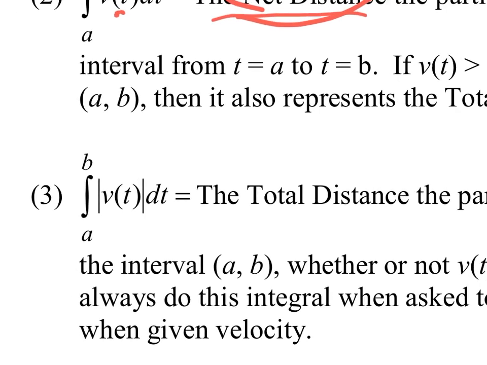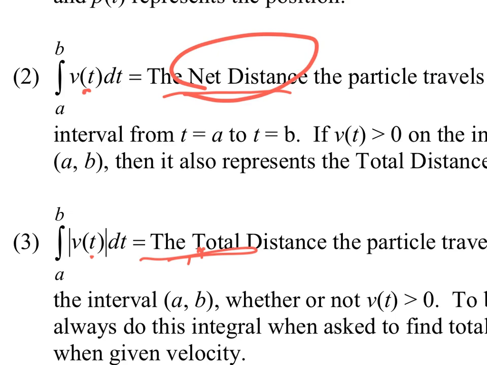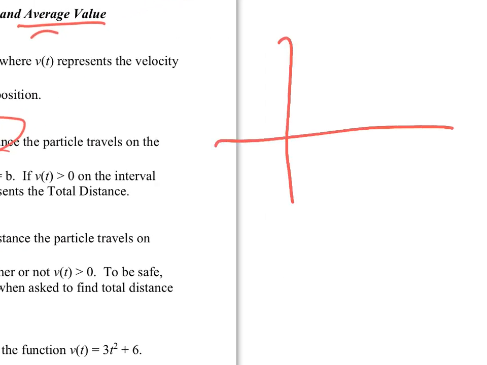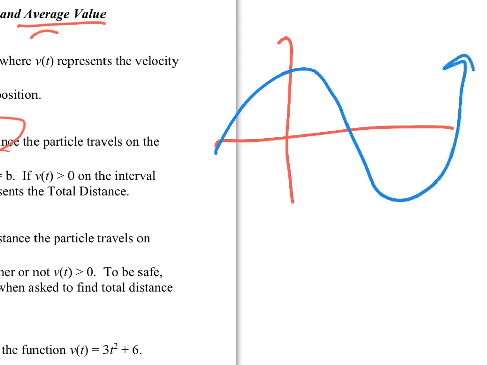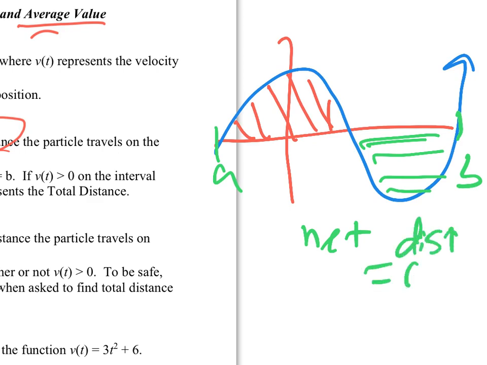If, by chance, you're accumulating under the absolute value of velocity, it's the total distance. Now the question is, what's the difference between net distance and total distance? If I have a function that looks like that, and let's say it's a sine curve of some sort, then you know from experience that this piece here is exactly the same amount of area as this piece here. Would you agree? Yes. So the net distance from A to B would be 0.